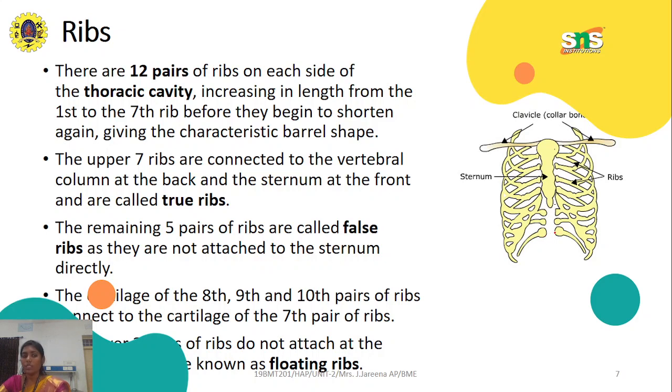So once again I'm repeating, there are actually 12 pairs of ribs. Out of 12 pairs, the 7 ribs are in direct contact with the sternum, so they are called true ribs. The remaining 5 are called false ribs. Among the 5 false ribs, the first 3, that is the 8th, 9th and 10th ribs, will be fused together and joined with the 7th rib on either side, and the last 2, the 11th and 12th ribs, will be free floating. They will not join with the sternum, and they will not be fused with the other ribs.